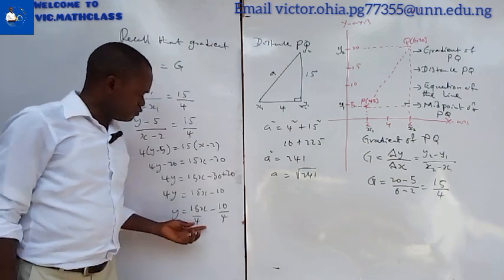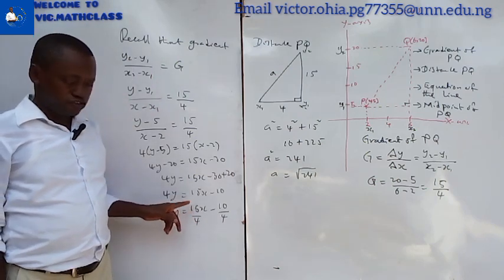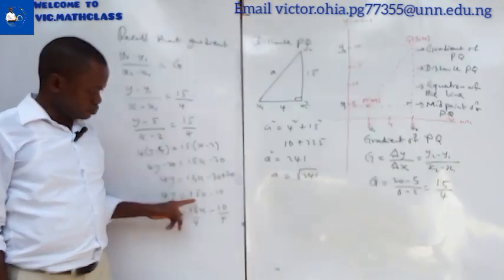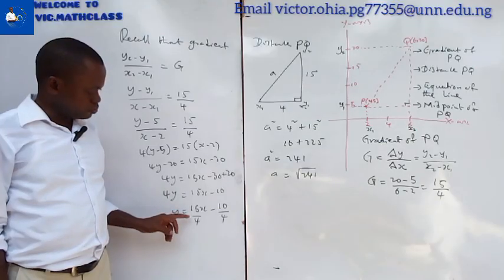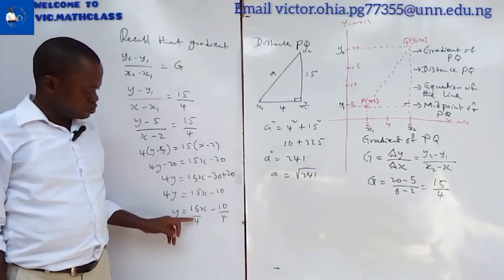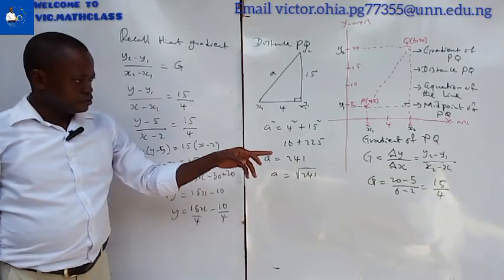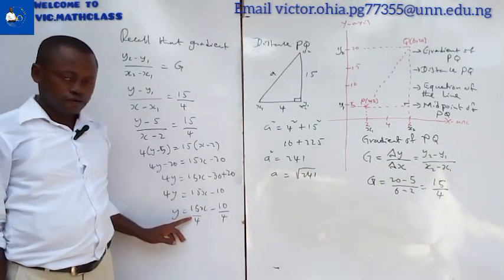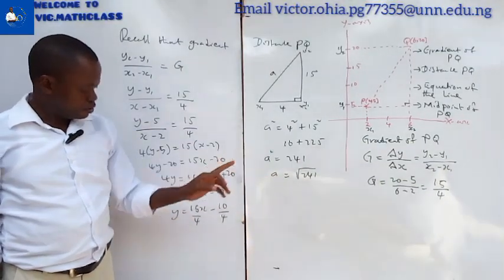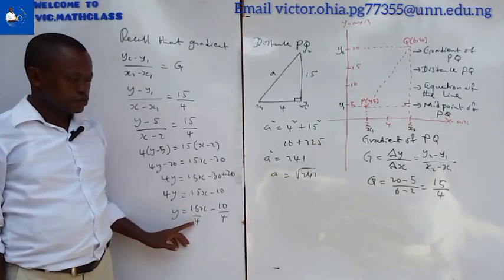This is another way of obtaining the gradient of a straight line equation. Okay, if you watch here now, does this 15 over 4 look like the gradient we obtained there? Does it look like that? I'm sure you have seen it. It's 15 over 4 there. Look at it, 15 over 4.